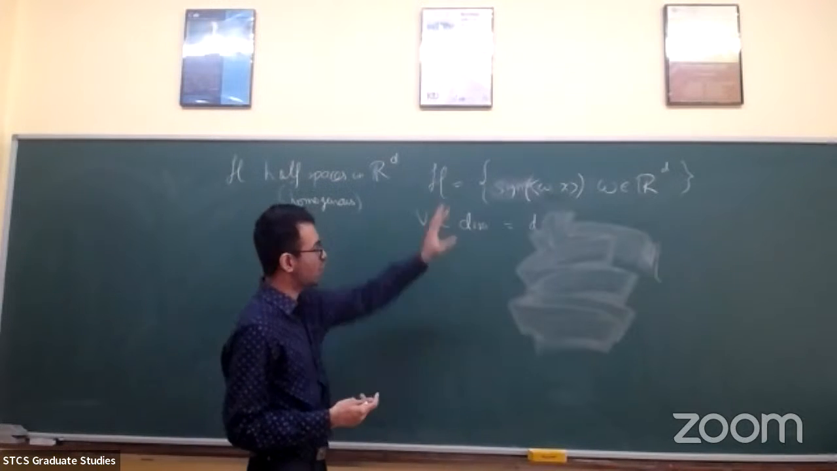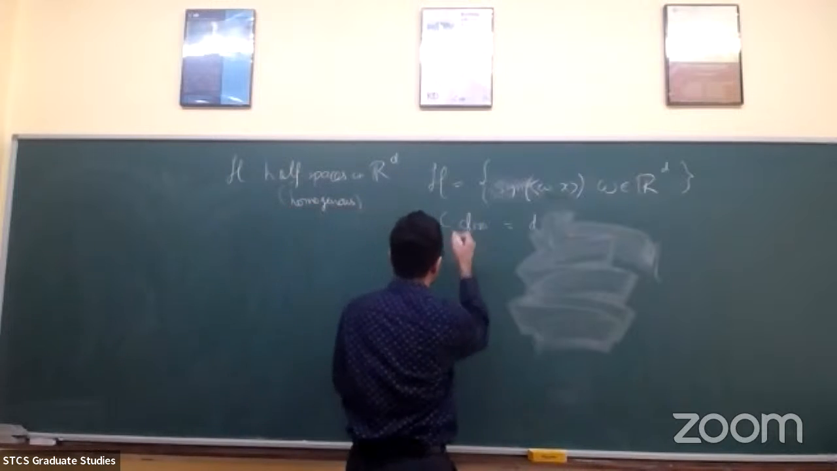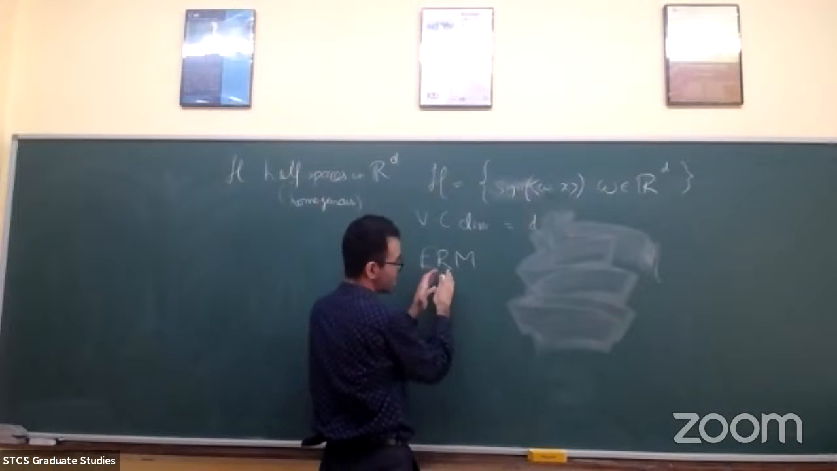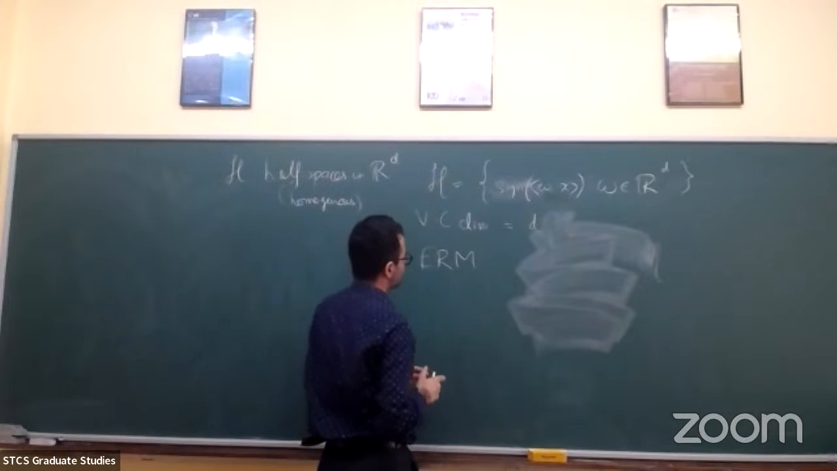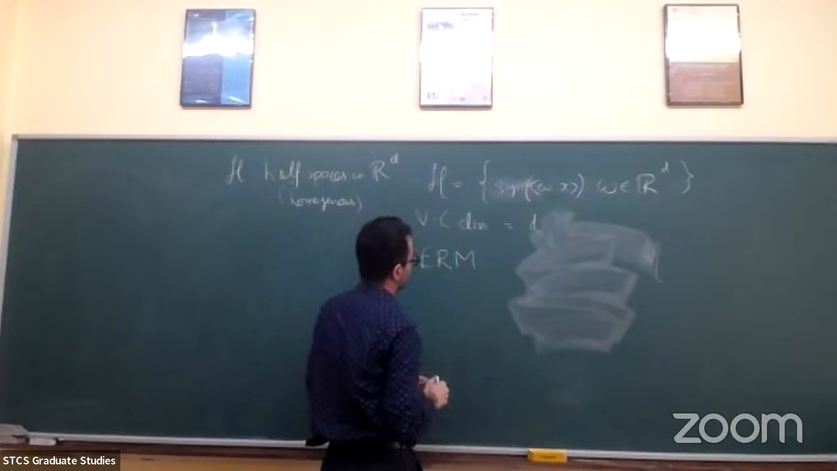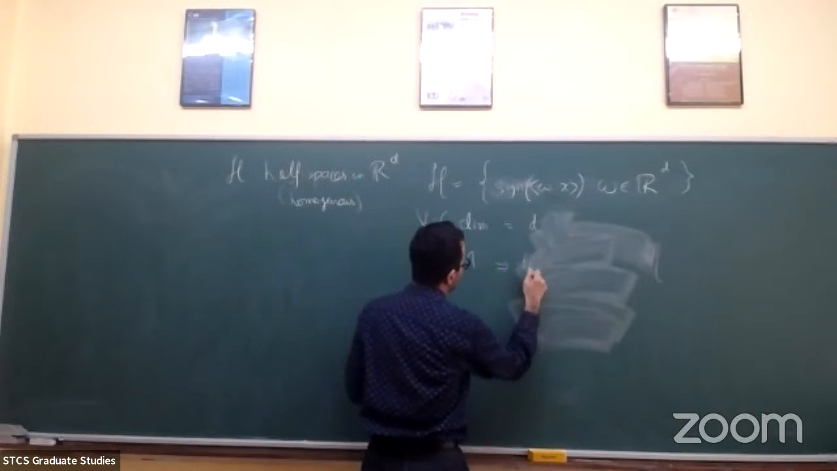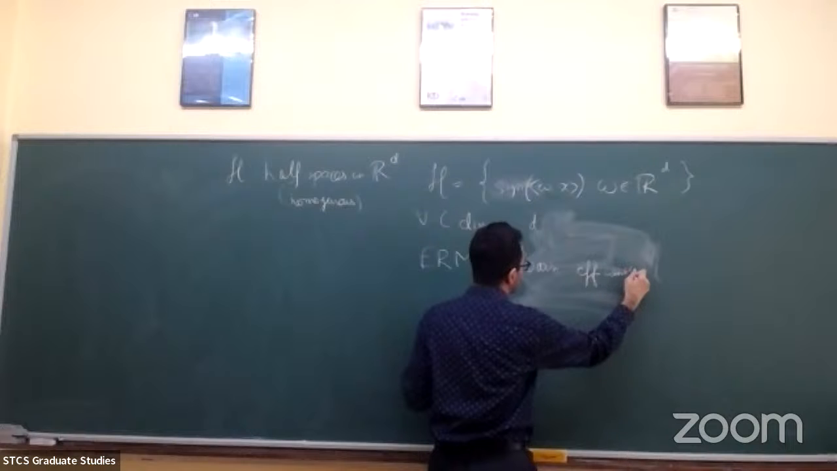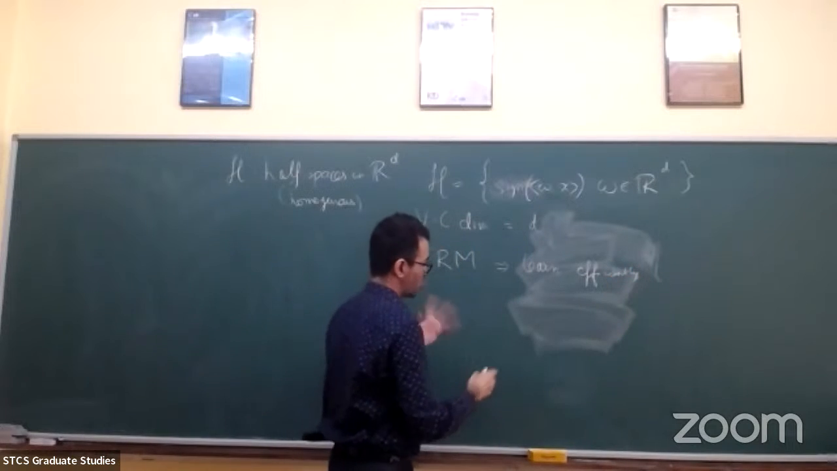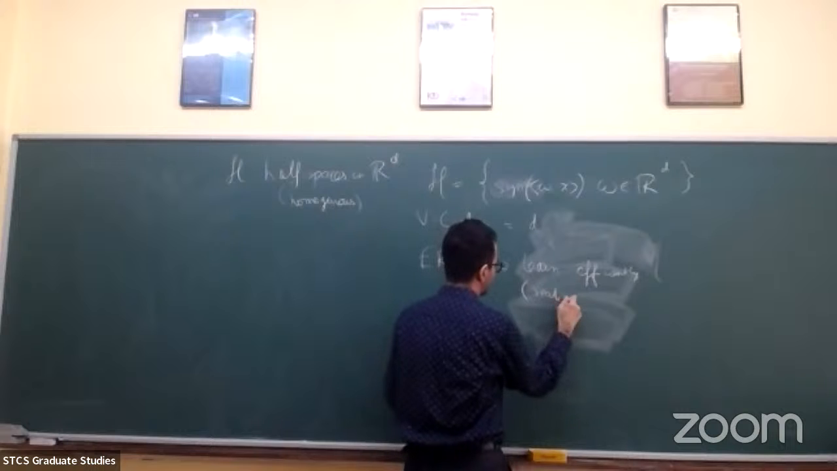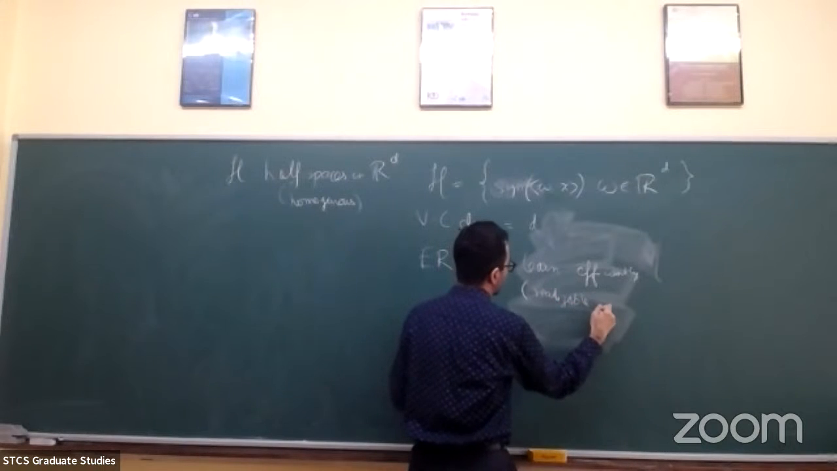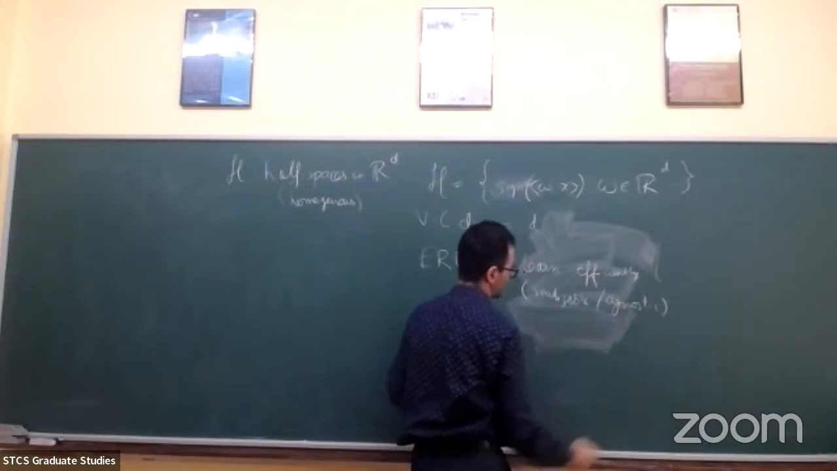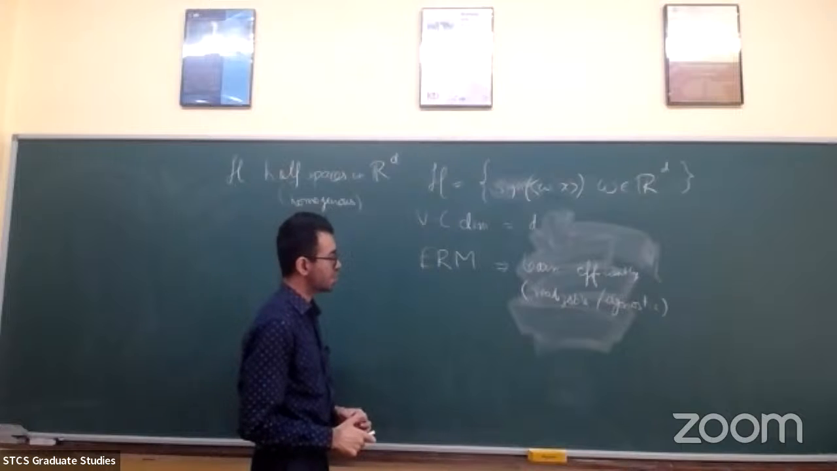But you can do that as long as you can implement the ERM. So this means that if you can compute ERM, empirical risk minimization, on this class of functions, then you can learn efficiently, both in the realizable and agnostic cases, because whatever we did also works for agnostic.